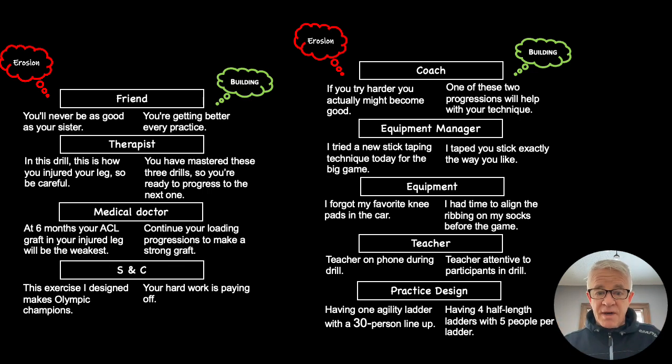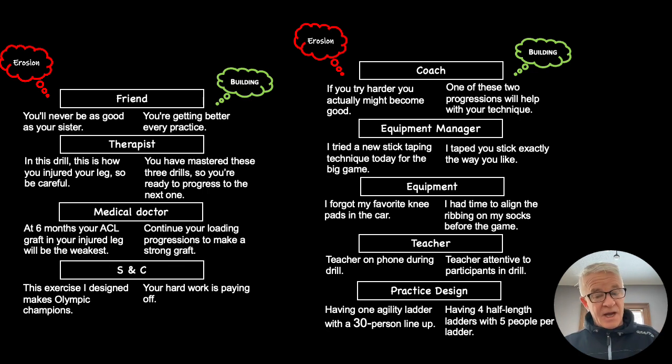If you look at the bottom one, practice design, I've seen this so often, the horseshoe drill in hockey, or having one agility ladder for 20 kids. And you see a big lineup of kids and just one little bit of activity. And for 10 minutes, a person might get 4 repetitions. That's a confidence eroding approach.